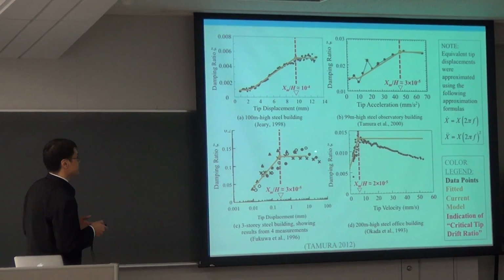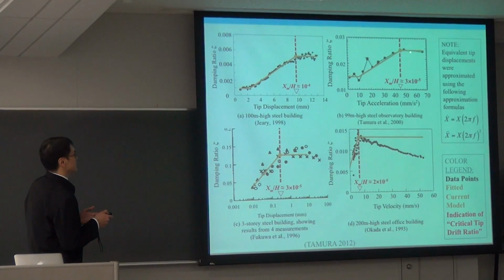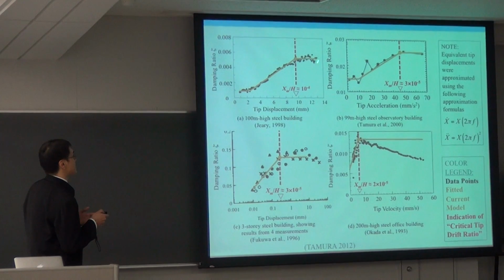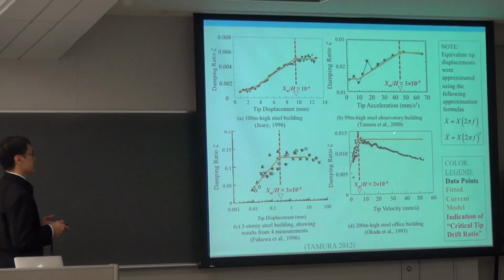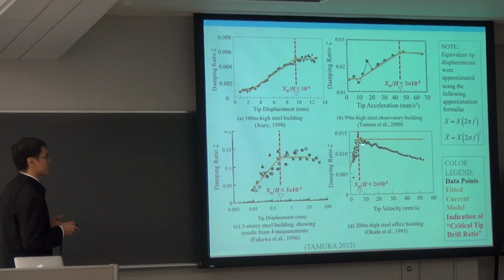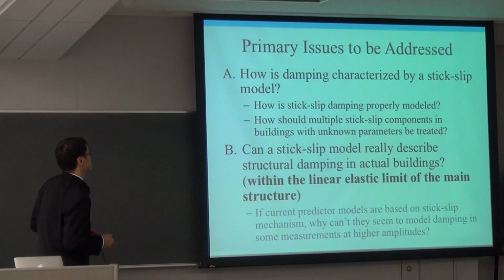Here as well, we can see that. In fact, here there's a suggestion that damping is already starting to decrease with amplitude. And maybe most significantly in this example, the current model assumes maximum damping constant up to higher amplitudes, but the measurements show otherwise. So that's a question on the current models.